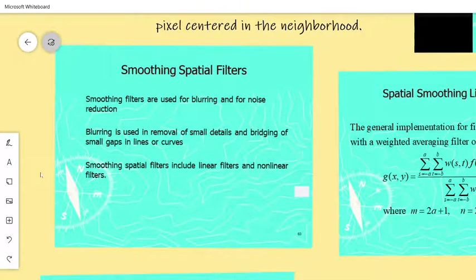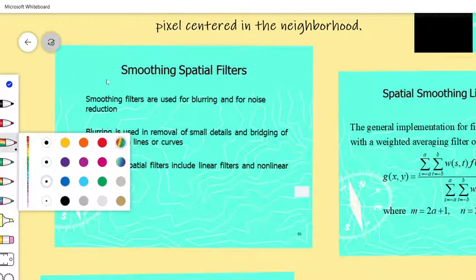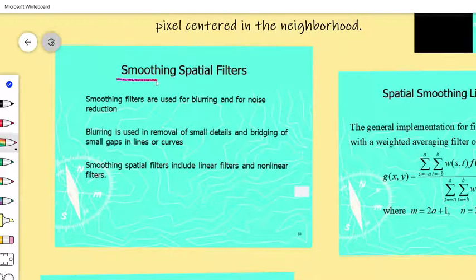So far we discussed the spatial filter, and now we are discussing how to smooth an image by using spatial filters. Smoothing spatial filters. Separate filters are there to smooth the image. Those are called smoothing spatial filters. Smoothing filters are used for blurring and for noise reduction.